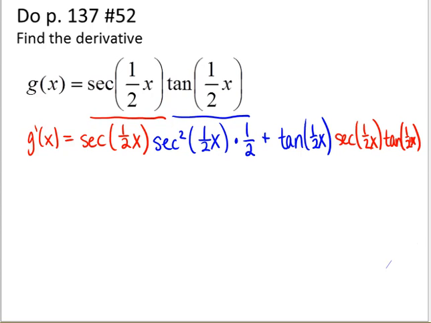And since what's inside those parentheses is not just an x, I have to remember to take the derivative of that 1/2 x, which is 1/2. I'll have to write that down below here because I've run out of space. So times 1/2.